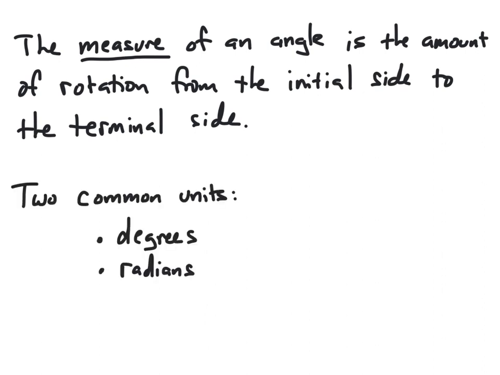Like most measurements, there are different units used to measure angles. The two most common ones, and the ones that we're going to see and look at more in depth, are degrees and radians.